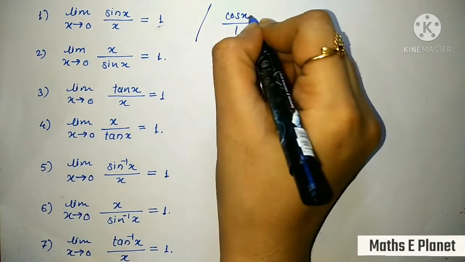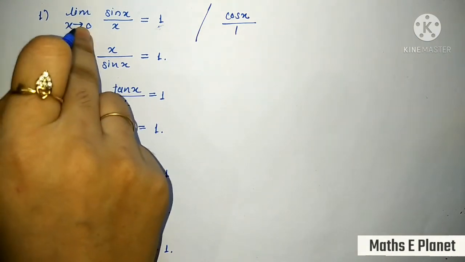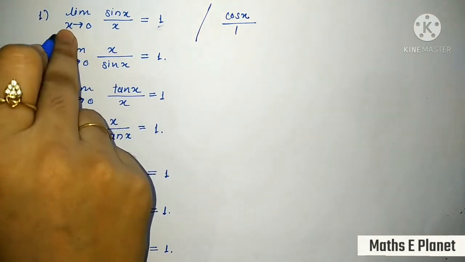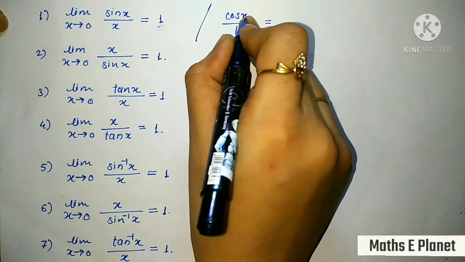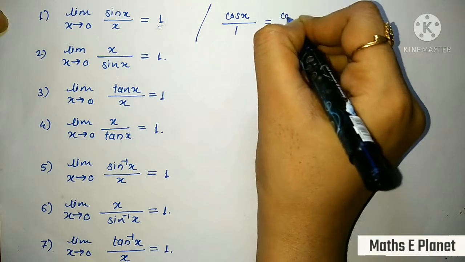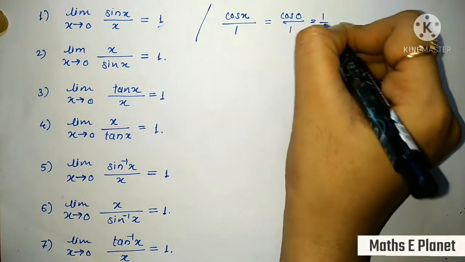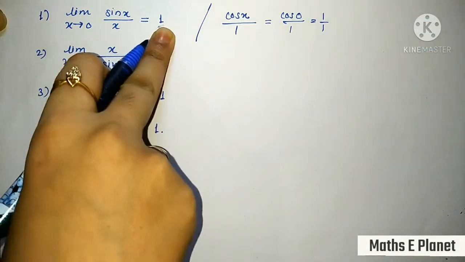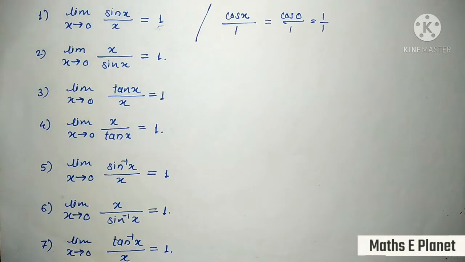Now instead of x you have to put the value 0 here, because the limit is x tending towards 0. So cos 0 is 1. So the answer is 1 upon 1, and so the answer is 1. In this way you can go through all the formulas.